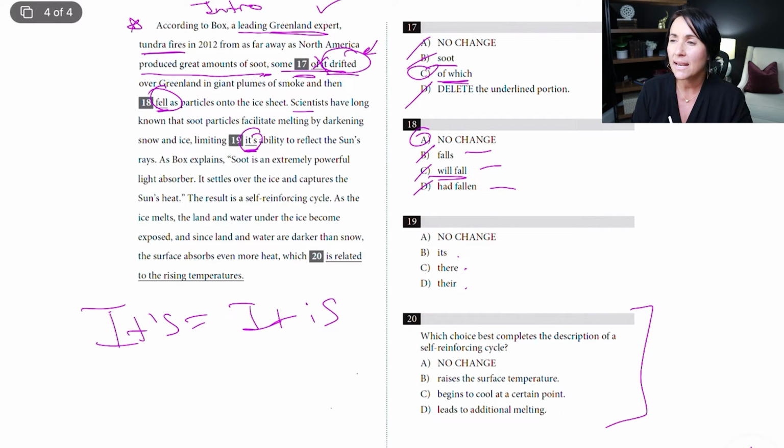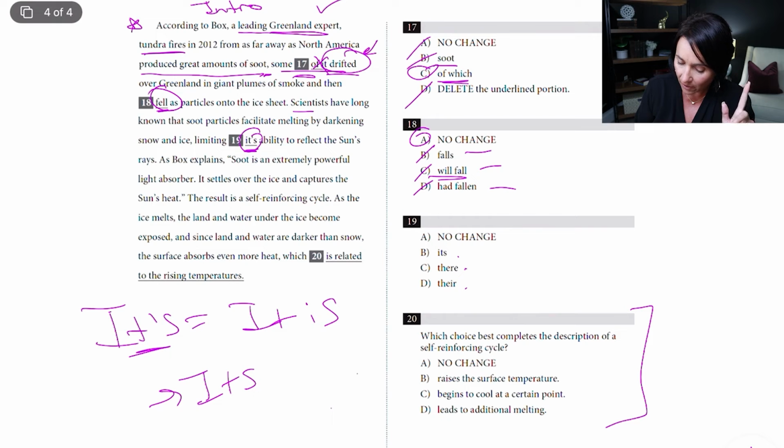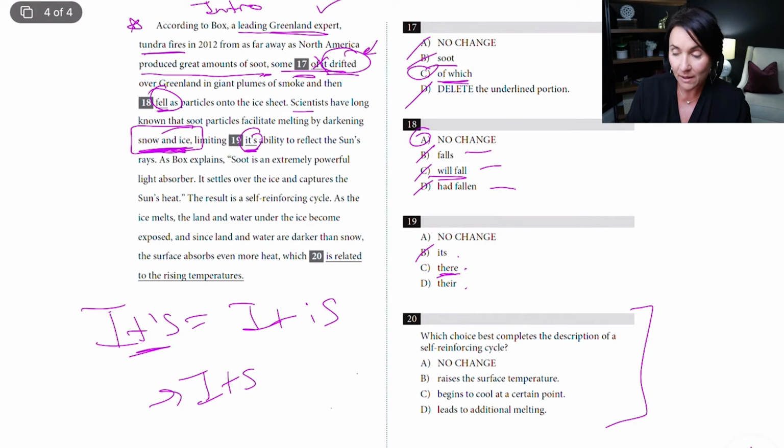This it's equals it is. And I wouldn't say limiting it is ability to reflect the sun's rays. I'm actually showing possession, its ability. So it needs to be its, not it is. However, let's take a look at what it's talking about, which is snow and ice. Well, snow and ice are two things, which makes them plural, and its is a singular pronoun, so that's not right. There is not a possessive pronoun. That's the wrong there.